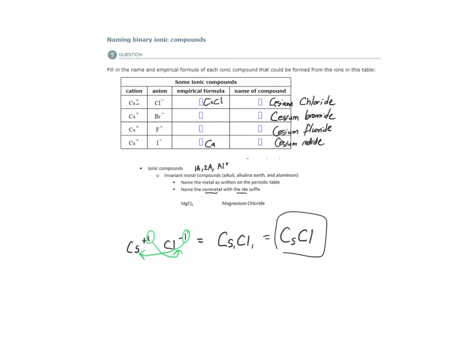The empirical formulas would also be determined following the same pattern. And all of these cations are the same, and the charges of all these ions are -1, which is why the empirical formulas look very similar.